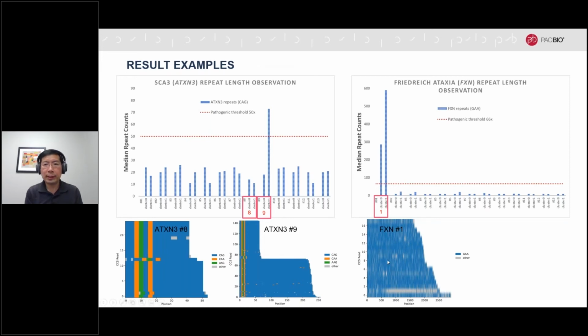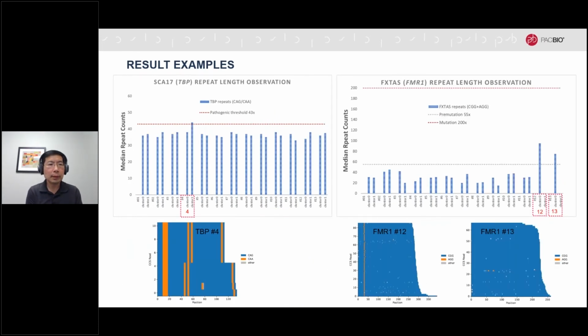For the Friedreich's ataxia sample, we see repeat expansion with about 600 copies of GAA in the sequencing data. For the second undiagnosed sample, sample number 4, we see in the sequencing data that there is repeat expansion just above the pathogenic threshold for the SCA17 related region.